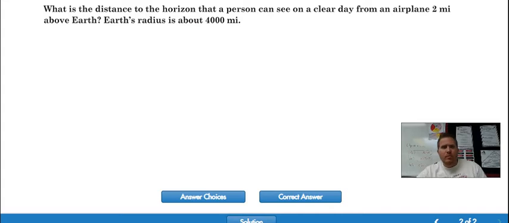Alright, next problem that we have. It says, what is the distance to the horizon that a person can see on a clear day from an airplane 2 miles above Earth? Earth's radius is about 4,000 miles.